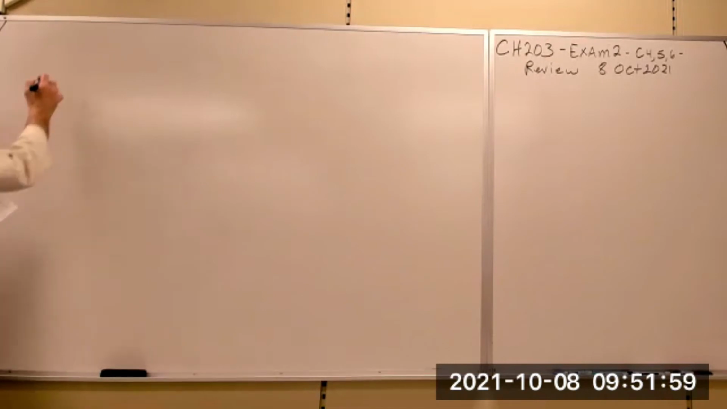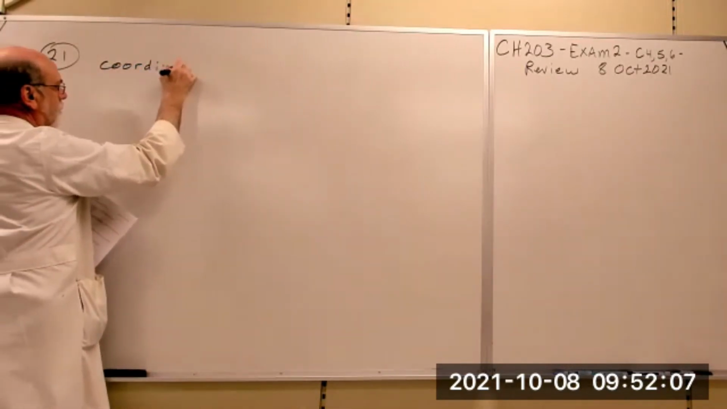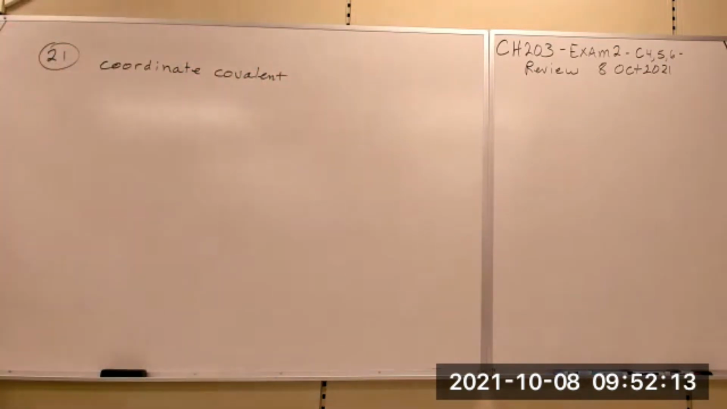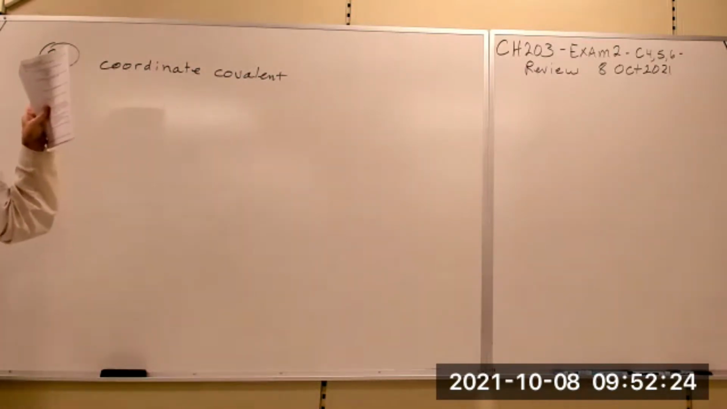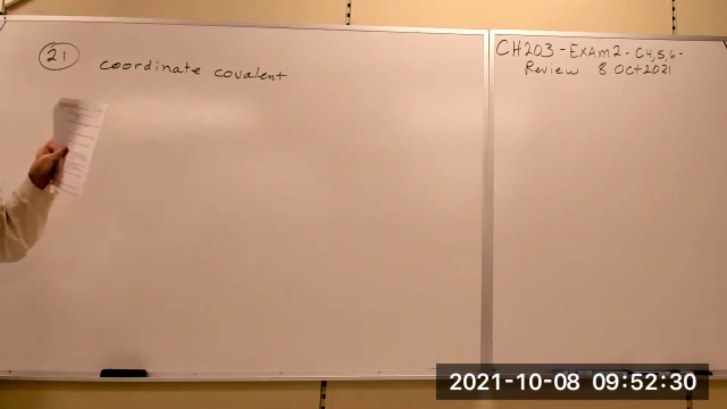This one's a little more difficult. Fair warning. We're looking for a coordinate covalent bond. What that is, normally when a covalent bond is formed, electrons are contributed from both atoms. But in a coordinate covalent bond, both electrons that occupy the bonding pair come from one side, come from one atom. So once the bond is formed, you can't tell. Right? They look just like any other compound.